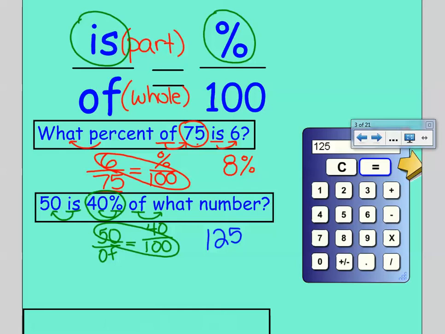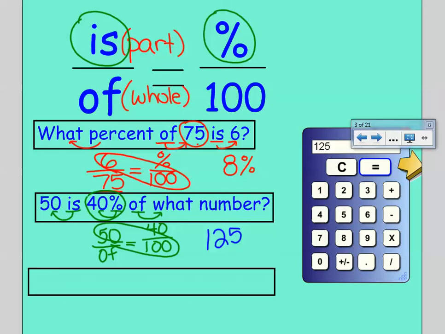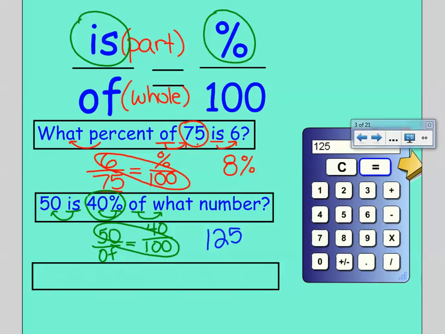Okay, we have one more example hiding here down at the bottom that I'm going to pull up. Hopefully you guys can keep seeing this on the screen. So it says, what number is 42% of 80? Again, let's look for, just like always, my keywords. I'm going to look for the word is, I'm going to look for the word percent or the percent symbol, and I'm going to look for the word of.